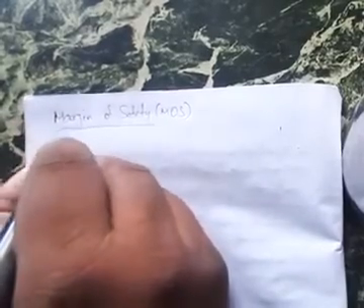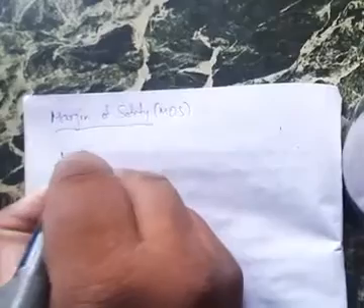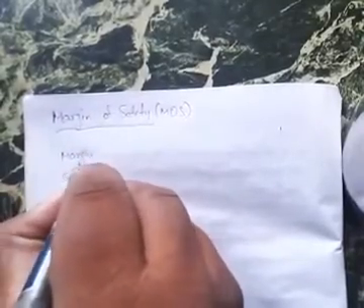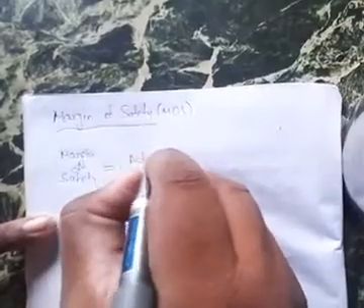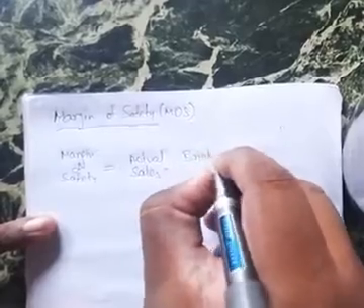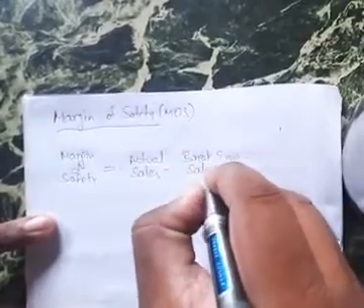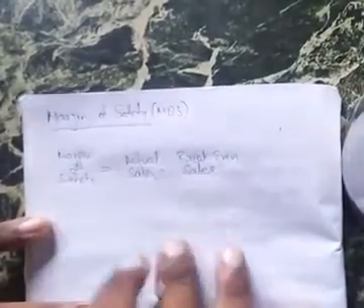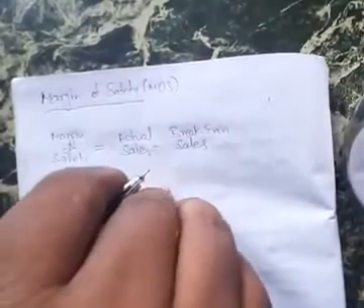What we are discussing, margin of safety, right? Margin of safety. Yes. The margin of safety formula is equal to actual sales minus break even sales. So actual sales minus break even sales.